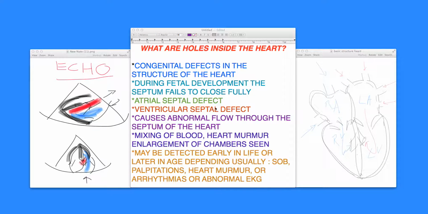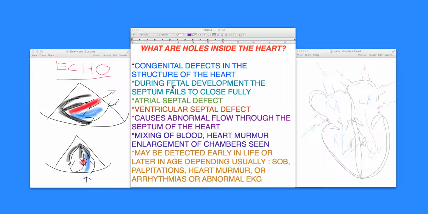This is Dr. Jaitly. In this section, I'm going to be talking to you very briefly about the basics of a question that's commonly asked: what are holes inside the heart? Well, we know there are congenital defects that the child or the newborn can be born with because of the structural defects that develop during the fetal period while the child is growing in the mother's womb.